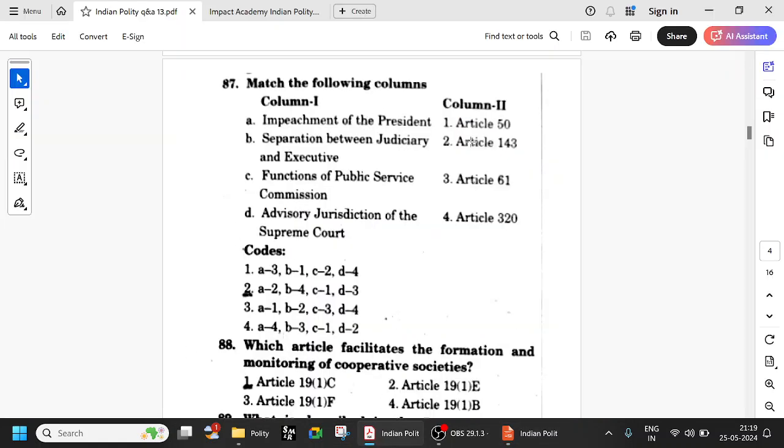So all this is very, very important. So impeachment is 61, A3. Separation between judiciary and executive, Article 50, so B1. This is true. Functions of Public Service Commission, C4. So C should be 4. This is wrong. Advisory jurisdiction, D is clearly 2. So the option is clear. Okay, this is also wrong. So option is not correct. But you remember the articles and the respective functions. Very important. That's why you need to remember as many articles as possible.